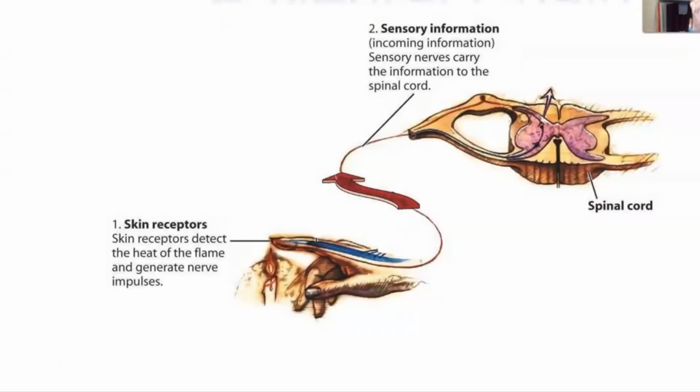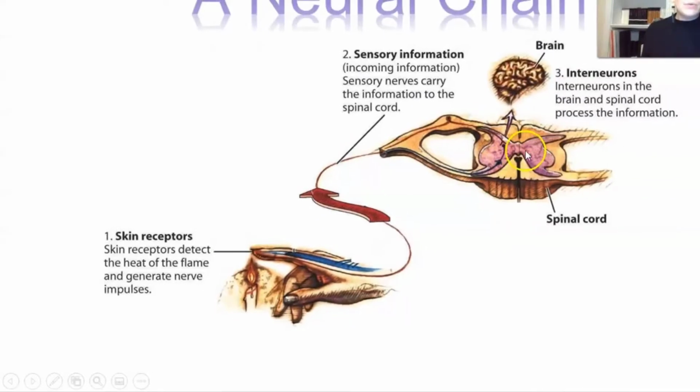So that is what we call sensory information. It's information that deals with your senses. And it's the incoming information from outside the body to the body. So your sensory nerves carry the information to the spinal cord. All right, so they're going to carry that from your hand and through the sensory nerves all the way to the spinal cord. Then the spinal cord sends that information up to the brain through interneurons. Interneurons are in the brain and the spinal cord, and they are going to process the sensory information that came in from outside.